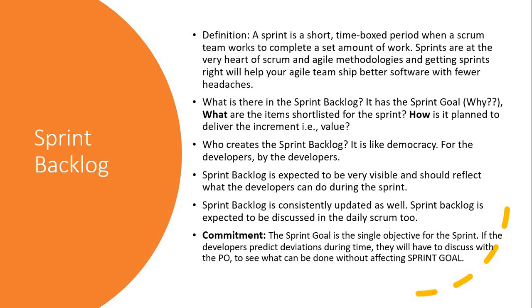Now what is the commitment? The sprint goal is the single objective. I need to complete the work, the task assigned for the particular sprint, nicely. That's the goal. If the developers predict some deviation, they must discuss and collaborate with the product owner, and they need to see what can be done without deviating from the sprint goal. Sprint goal is the target, it's the commitment, so we cannot deviate.